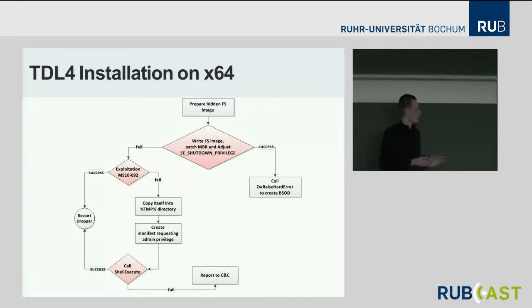The MBR is the very first sector of the bootable hard drive. Then it adjusts shutdown privileges. After that, on success, it executes an API which puts the computer into the blue screen of death. So it forces the rebooting of the machine, and after this, the machine will boot and the patched MBR will receive control and load all the malicious components from the hidden file system at the end of the hard drive. In case of failure, it tries to exploit this vulnerability again to raise privileges. In case of success, the dropper is restarted. In case of failure, the result is reported to the command and control server so that developers can take appropriate actions to fix this bug.